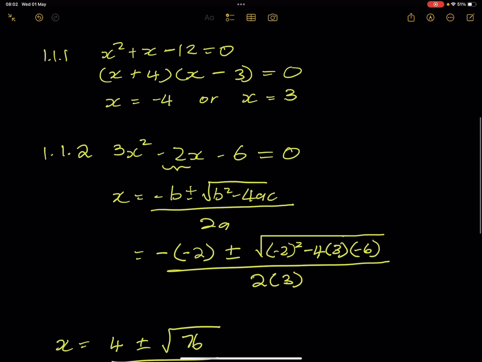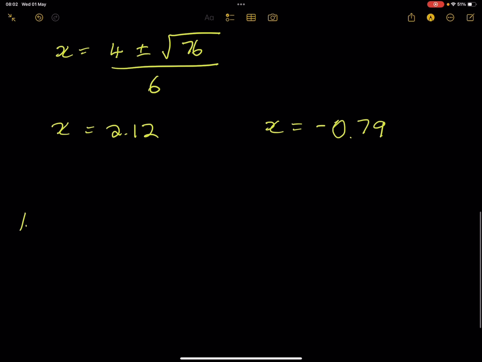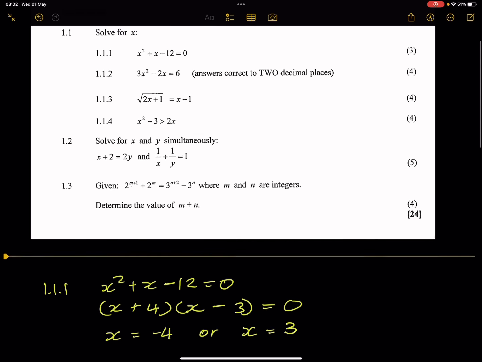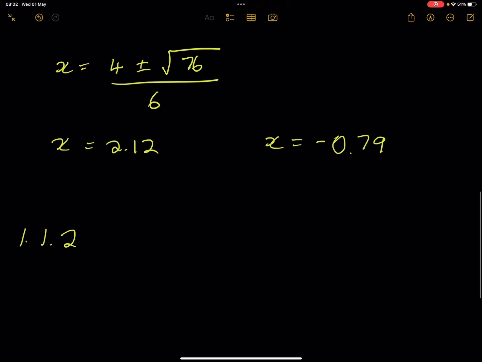And then the next question. We are solving now by squaring both sides. And in this case, what are we given? We're given the square root of 2x plus 1 equal to x minus 1. So how are we going to do this?